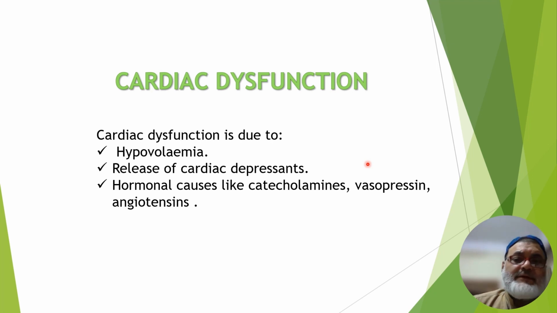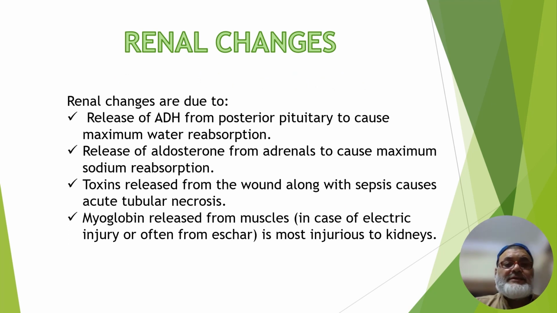So systemic dysfunctions can occur in case of burn. First of all, the cardiac dysfunction. The cardiac dysfunction is due to hypovolemia, release of cardiac depressant, and hormonal changes like catecholamine, vasopressin, and angiotensin secretions. Renal changes are due to the release of antidiuretic hormone from the posterior pituitary, which causes maximum water reabsorption, and release of aldosterone from the adrenals, which causes maximum sodium reabsorption.